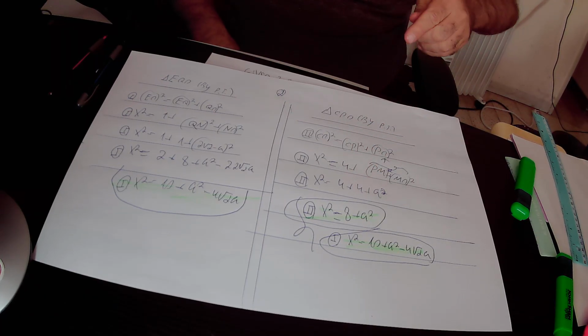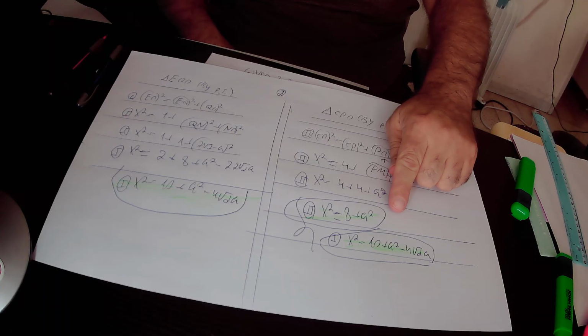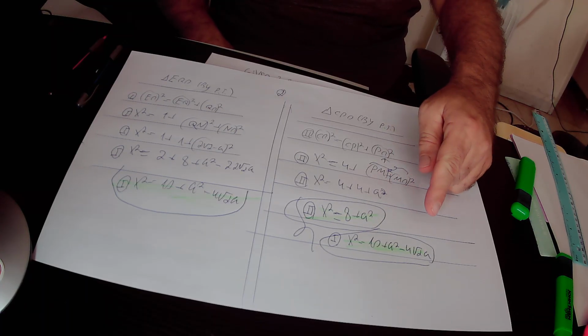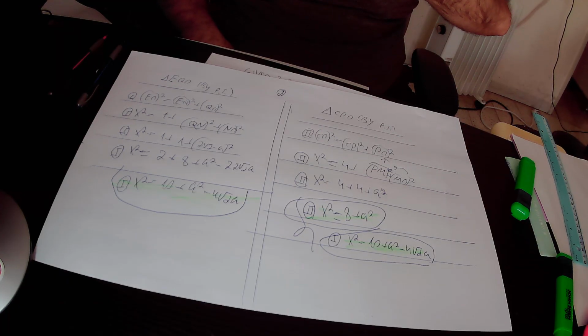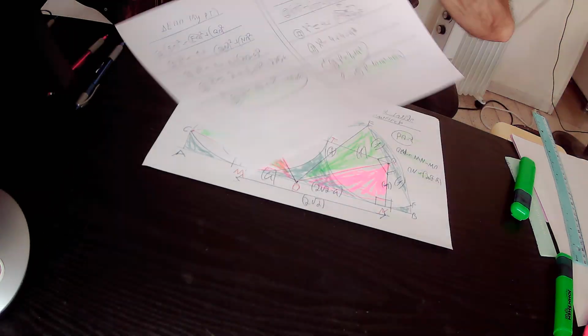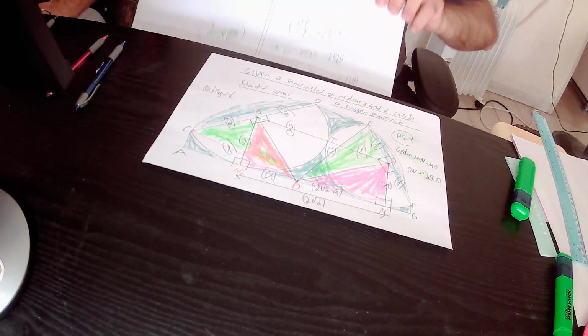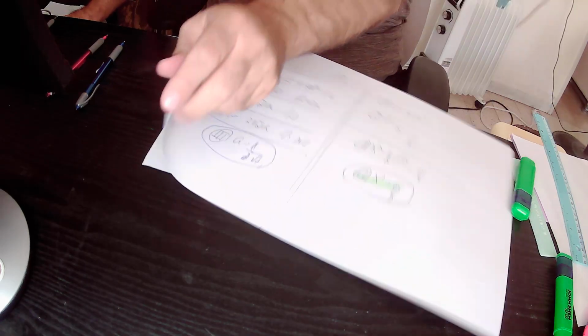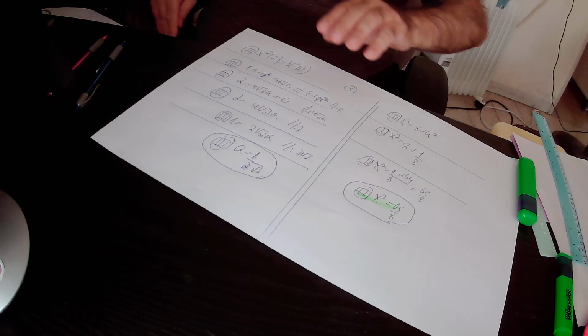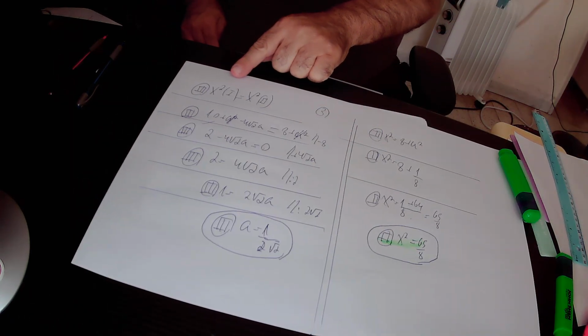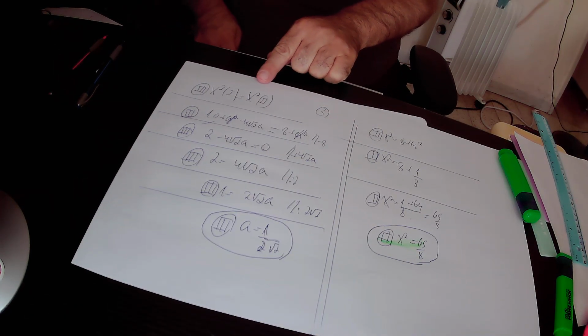This is according to equation 2, and according to equation 1, we only found out that x squared equals 10 plus a squared plus 4 times square root of 2 times a. So we have two different equations for x squared. Therefore, we get equation 3, which says that x squared according to equation 1 must be equal to x squared according to equation 2.